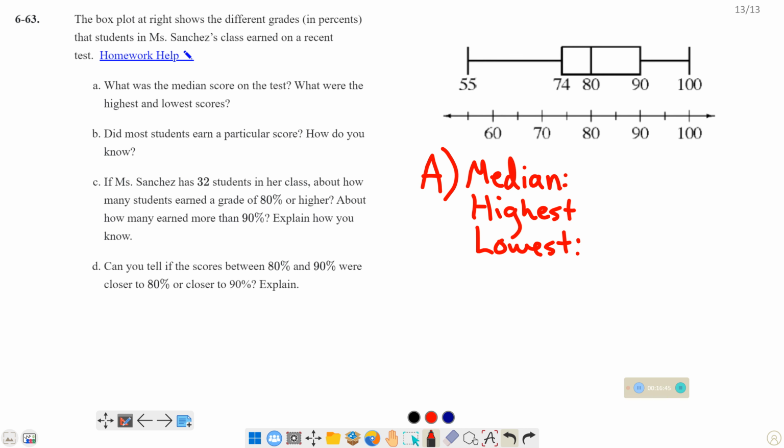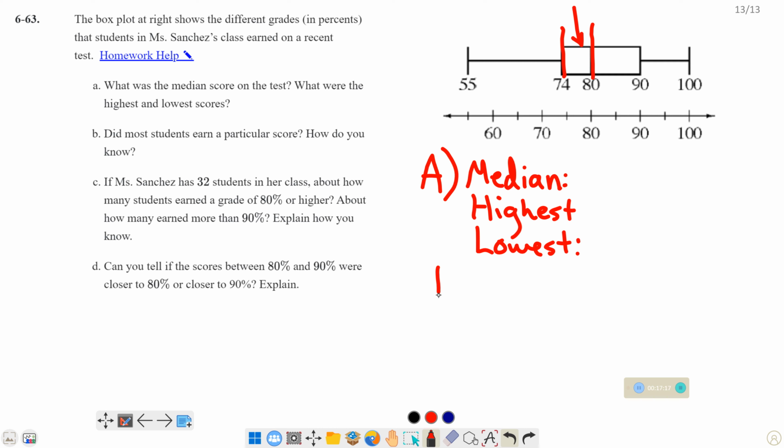Now, a box plot is split into 25% sections. These are quartiles. A quartile says 25% in each section. So when you have a really spread out section, that means that your scores are really spread out. When you have a short section, that means that most of your grades are condensed into that section.